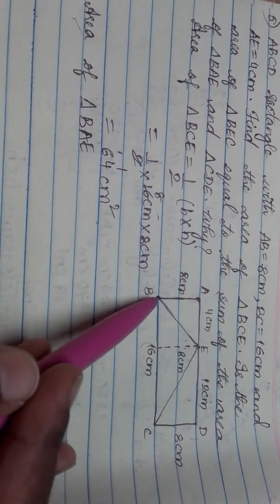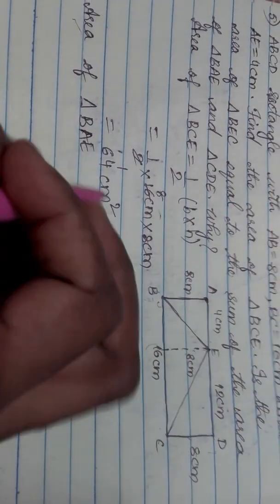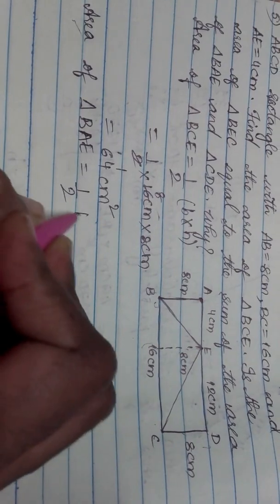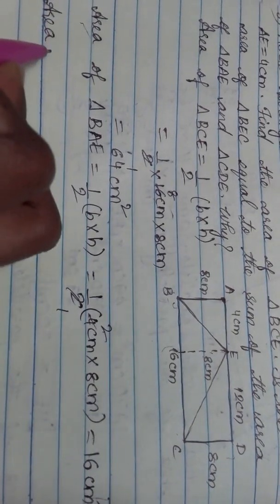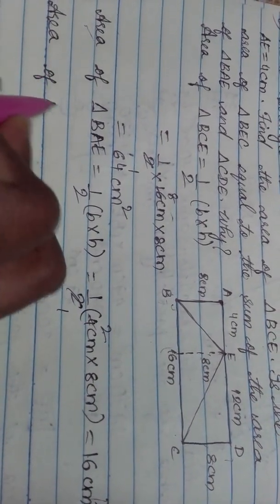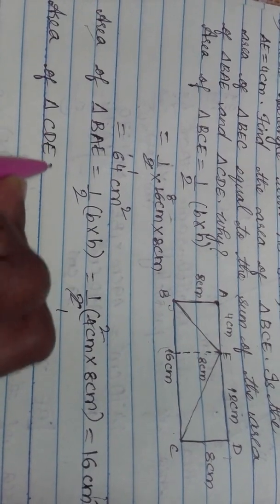Here you know that this is the height and this is the base. So half base into height. This is equal to half into base 4 centimeters and height 8 centimeters. Now let's cancel. 2 ones are 2, 2 twos are 4. So 2 eights are 16. Centimeter into centimeter is square centimeter. Understood? Now let us find out the area of triangle CDE.